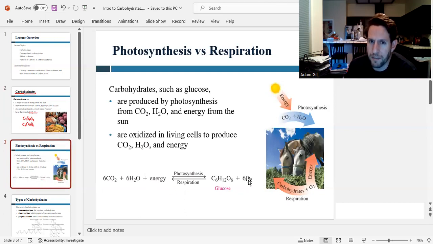Now, the opposite of photosynthesis is respiration, and that's when animals digest carbohydrates and turn them back into carbon dioxide and water and energy. So producers, like plants and bacteria, produce sugars, and consumers, like us, eat sugar and turn it back into carbon dioxide and water. So photosynthesis and respiration.